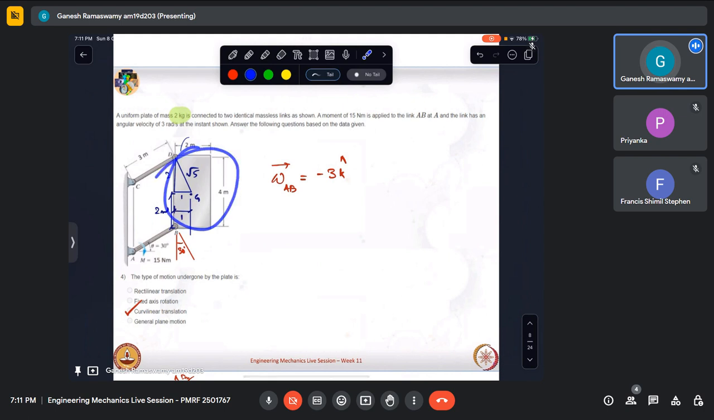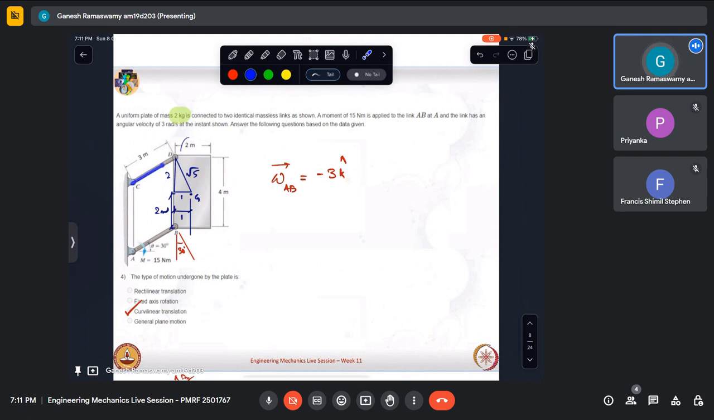this plate is undergoing curvilinear translation with that curve being a circle. This is having a circular path, this is also having a circular path. When two paths are the same in a rigid body, then naturally all the paths would have to be the same, congruent. So this is also undergoing curvilinear translation along a circular path, that is insight number 1.